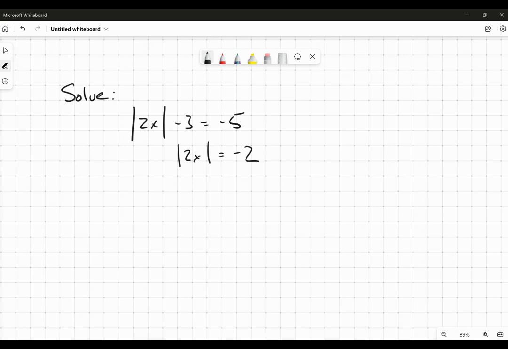Now, at this point right here, I'm kind of done. But let me explain why here and then show you what might happen if you're not careful. In this particular case, what I'm going to see is that this is not possible. And the reason it's not possible is because the absolute value, when isolated, is producing a negative result. And that's just not the way the absolute value works.